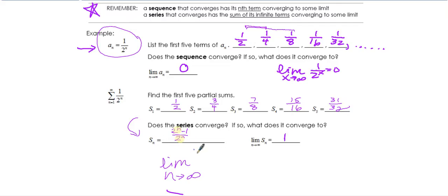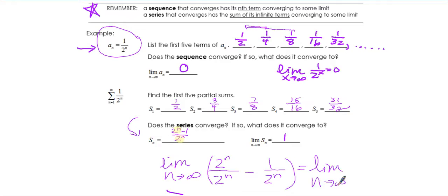Okay, you could split this up if you wanted to. You could write this as 2 to the n over 2 to the n minus 1 over 2 to the n. Okay, and if you do it this way, you end up with the limit as n approaches infinity, okay, well, this first part right here, that's just 1, and then minus 1 over 2 to the infinity, so again, that's 1 over some super huge number, that's going to be 0, and we get the same answer.